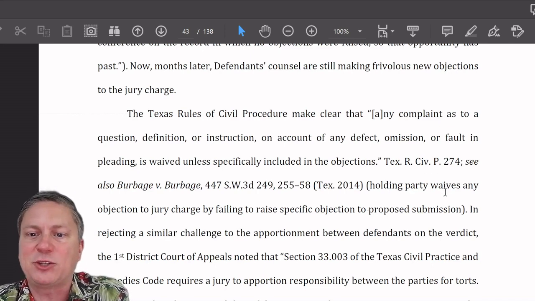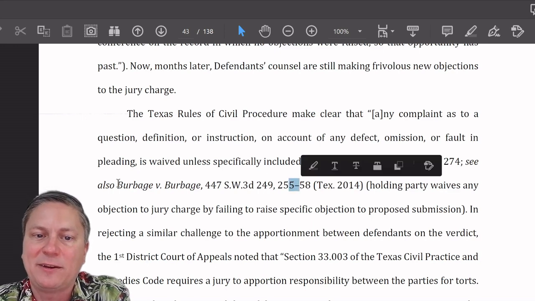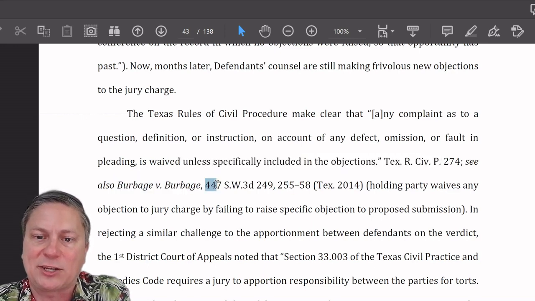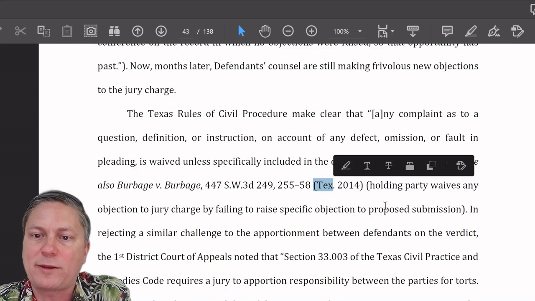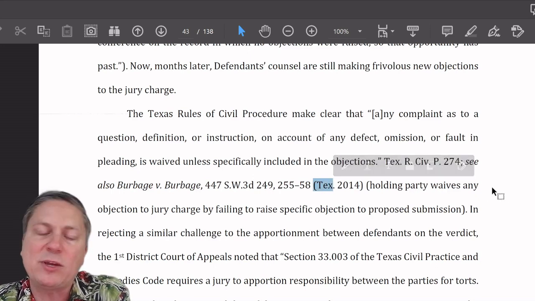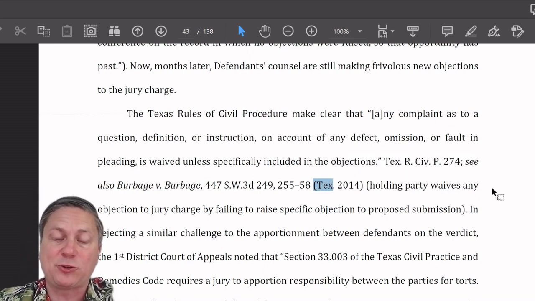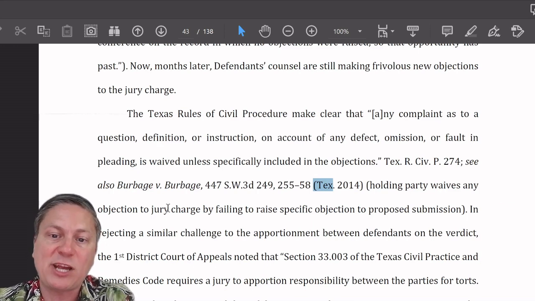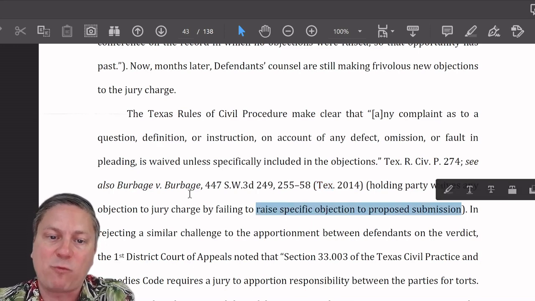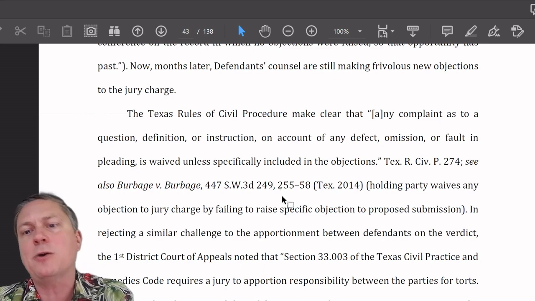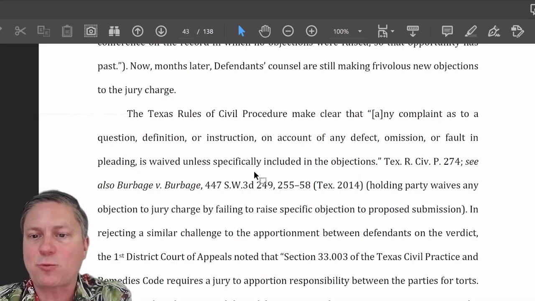So what this is saying to the judge is, look, if you go look at these 3 pages, this Burbage versus Burbage case, and here's how to find it. The Texas Supreme Court held that a party, if you get a jury charge, which is like the instructions to the jury, the judge is going to read to them. If you don't object when it's proposed, then you have waived your objection. You can't come back later and be like, oh, wait, here's this thing that happened. So that's how to read this whole thing for what it says.